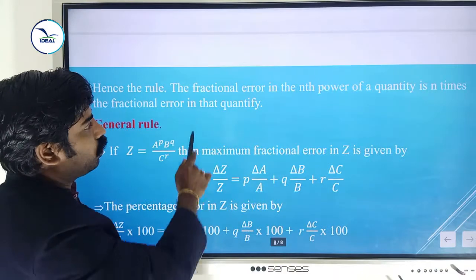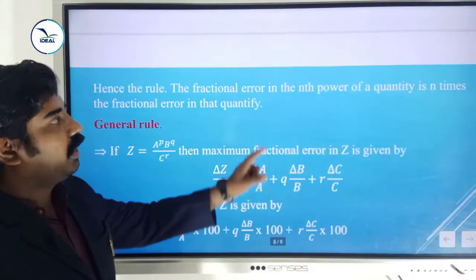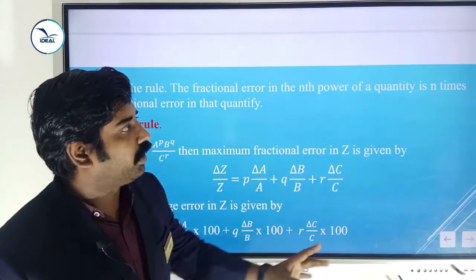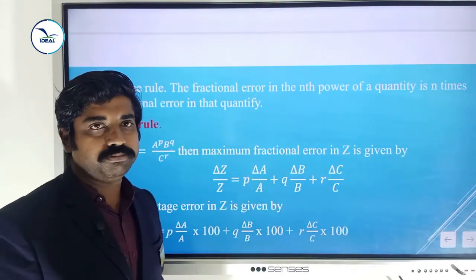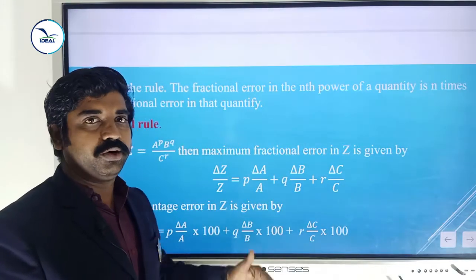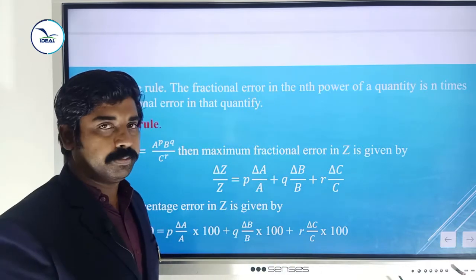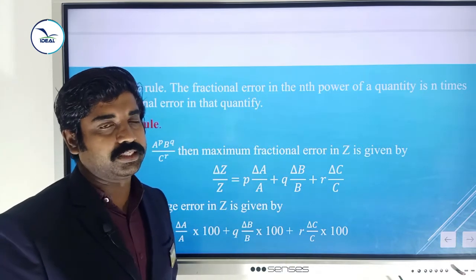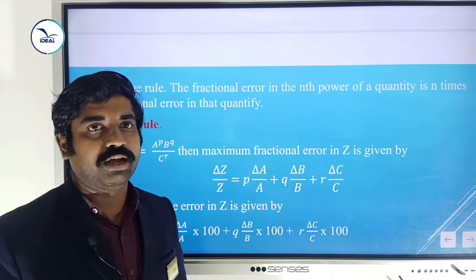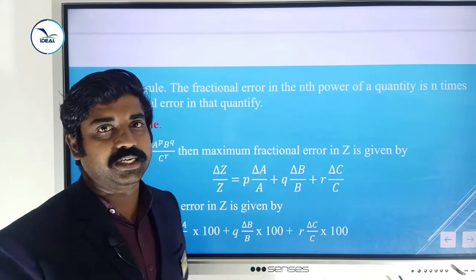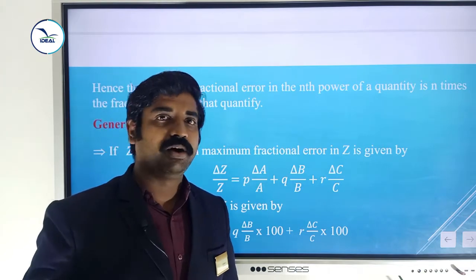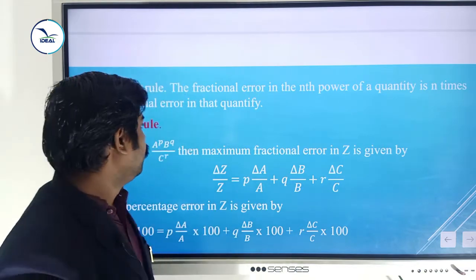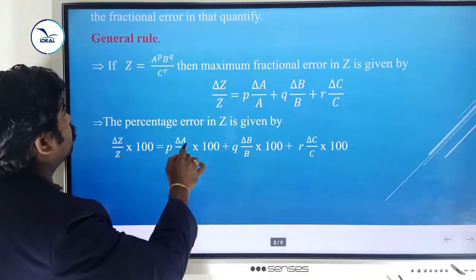Now we can generalize things. So what is the rule there? The fractional error in the nth power of a quantity is n times the fractional error in the quantity. Whatever the quantity, its relative error is considered, so that is n into delta a by a. So delta z by z is equal to n into delta a by a, if the power is n. Then we can generalize this.